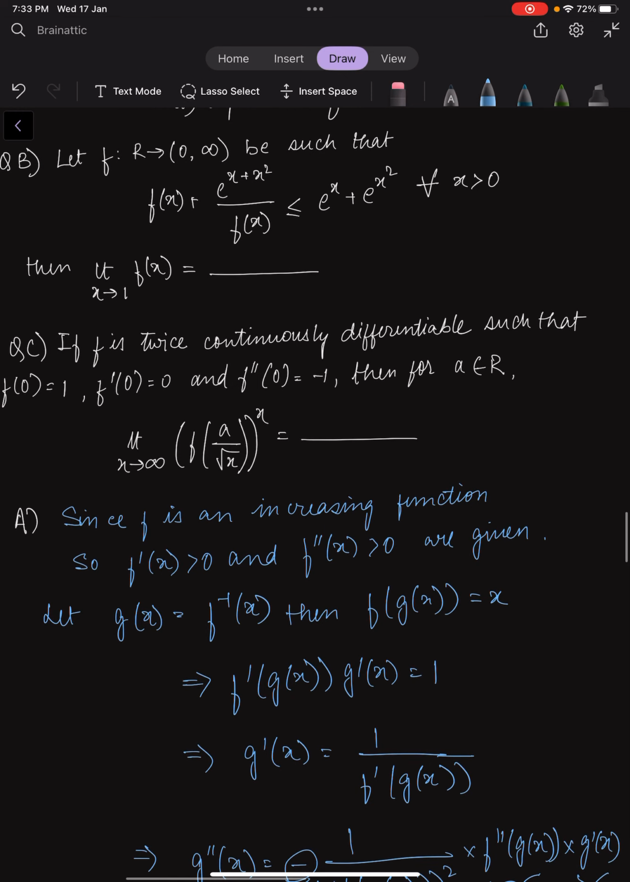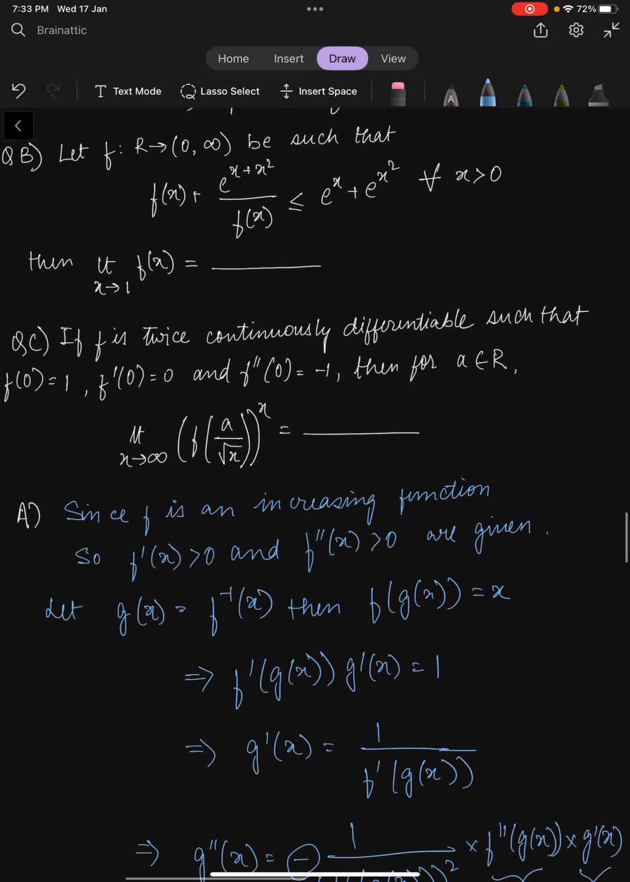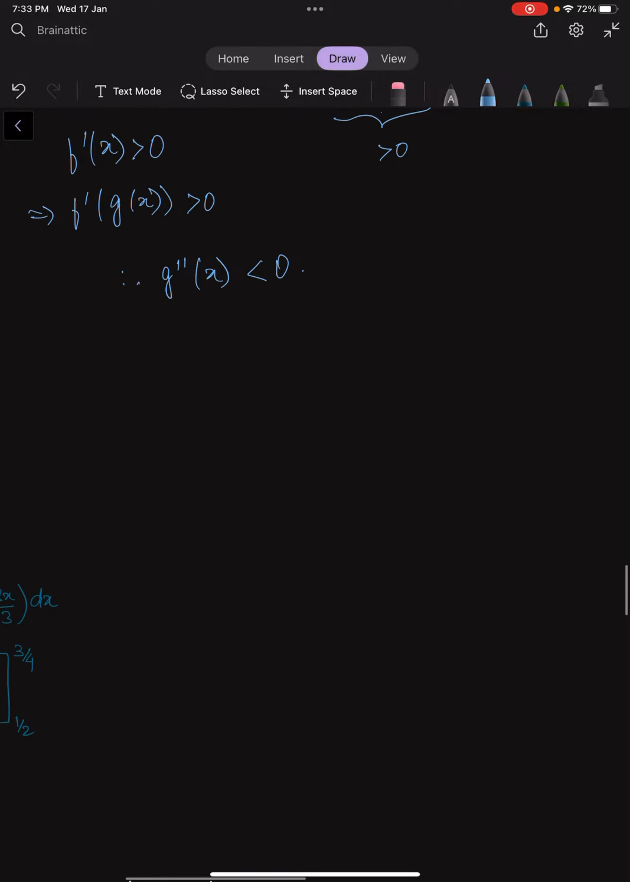Now going to the next problem. Let function f be defined from R to 0 to infinity, and this is the inequality given. We are to find the limit of f of x. Now we'll simplify the inequality a little. Simplifying, this is for question B.